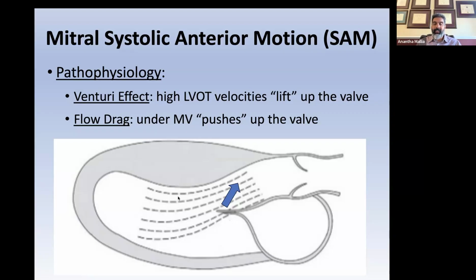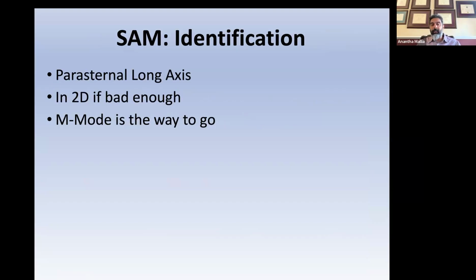As systole progresses, you start to get flow drag underneath the mitral valve, which actually pushes the valve upward. So both of these effects, the Venturi effect, lifting or sucking the valve up into the LVOT, in addition to the flow drag effect, pushing the valve up, is what results in the systolic anterior motion of the mitral valve.